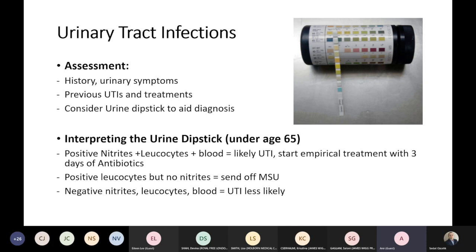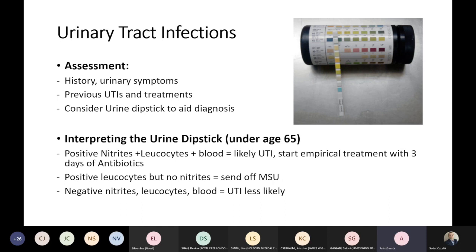So a urine dipstick may not always be entirely accurate, and I have definitely picked up E. coli presentations in ladies who have an almost near normal urine dipstick. So if you're really concerned about the symptoms, I would often treat and send it off as an MSU.